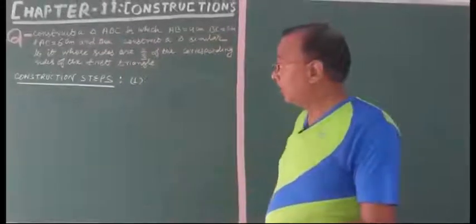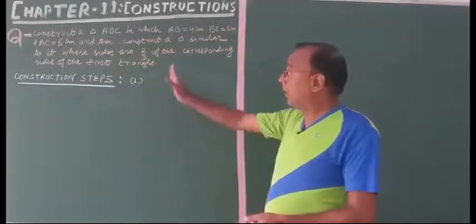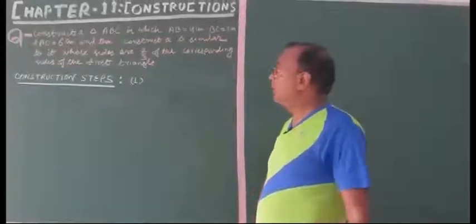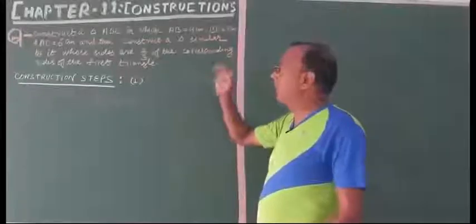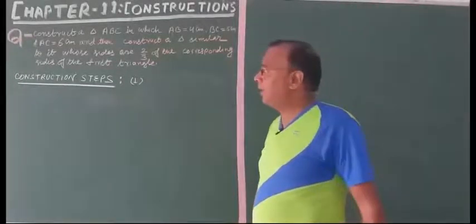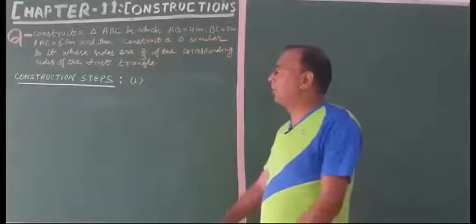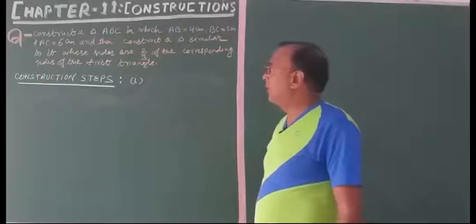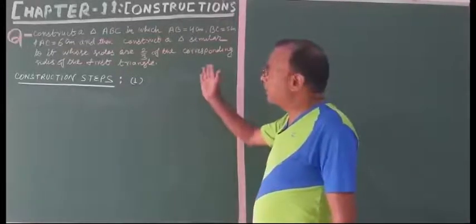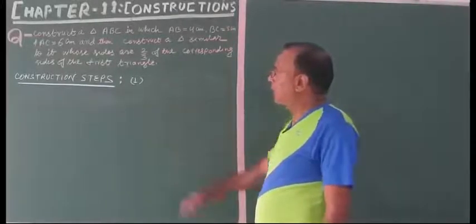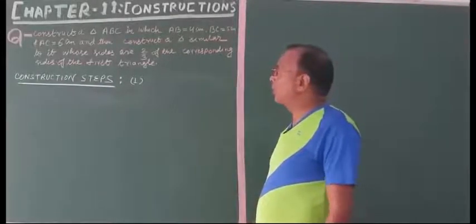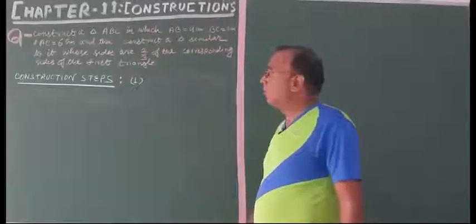Just look at the question. Construct a triangle ABC in which AB is equal to 4 centimeter, BC is equal to 5 centimeter and AC is equal to 6 centimeter. And then construct a triangle similar to it whose sides are 2 upon 3 times of the corresponding sides of the first triangle.